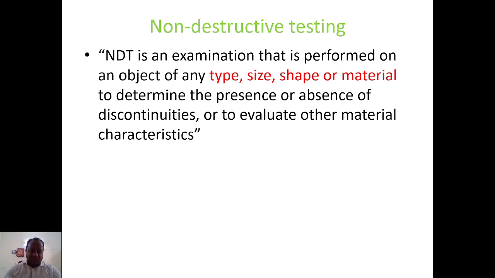NDT is an examination that is performed on an object of any type, size, shape, or material. Even the initial material can be tested, whatever materials are available, like aluminum, whose material properties we need to study, and what the size and shape are. It can reveal any presence of discontinuity. In the initial material, we also need to identify whether it is suitable for making the product or not, whether any discontinuities or other characteristics exist in the initial material.